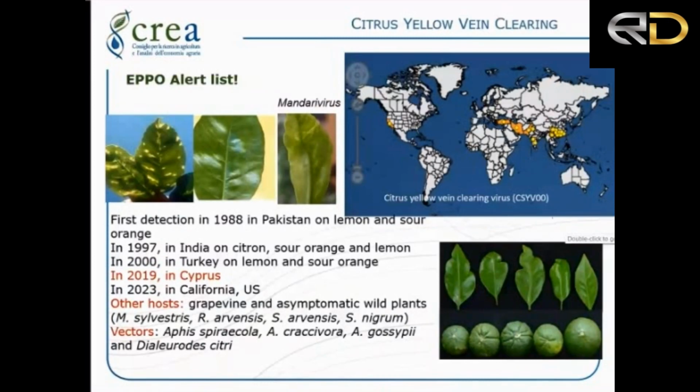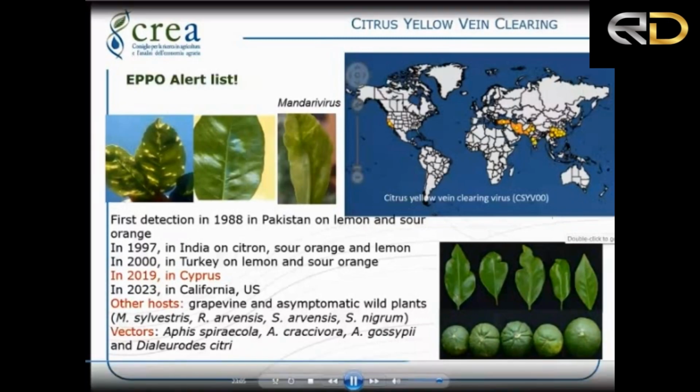Suddenly, it appeared in 2023 also in California, so in an opposite, very distant region, and it is spreading very much in the territory. So we can understand the urgency with which EPPO reports its danger. It affects not only sour orange and lemon, but also mandarin and other plants such as grapevine and wild plants like mallow. In citrus, it causes the decay of plants. It also causes loss of production and damage to the quality of fruits.